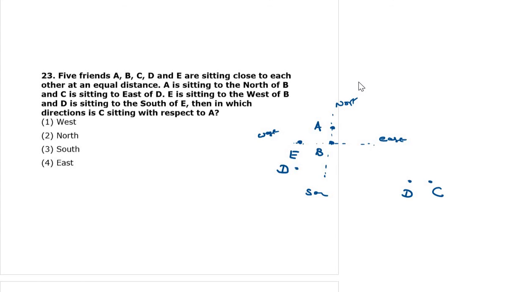So they are at equal distance. So it must be on the line of C. Okay. These two we can now match here. East and south. Okay. What is our question? Which direction is C sitting with respect to A? With respect to A, it is in the south. Answer is south. Okay. Next question.